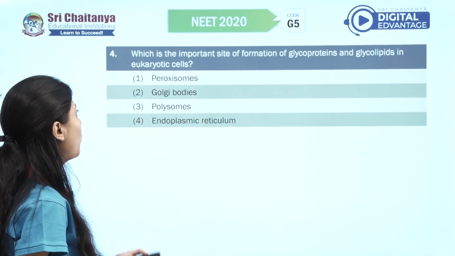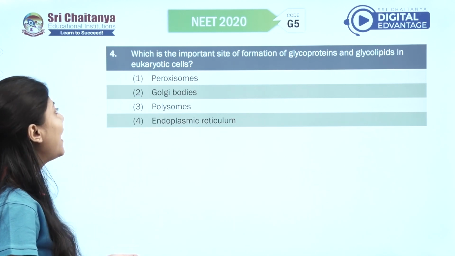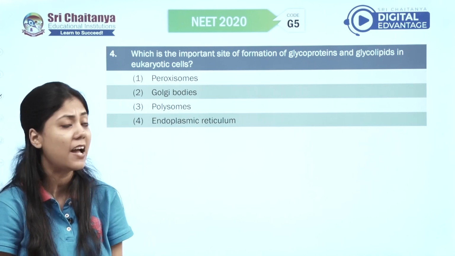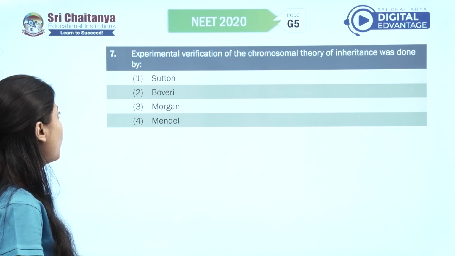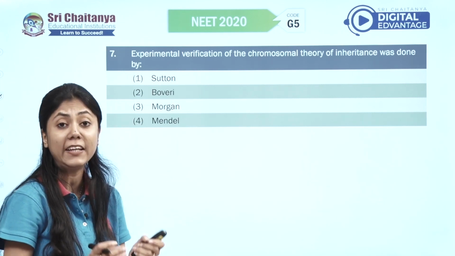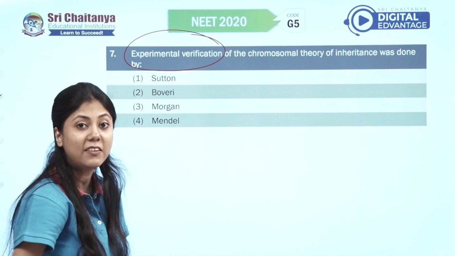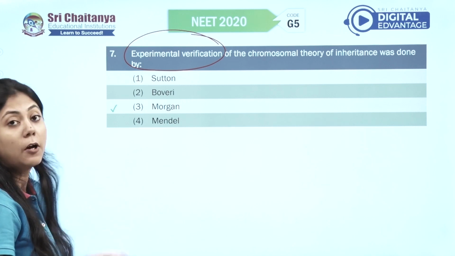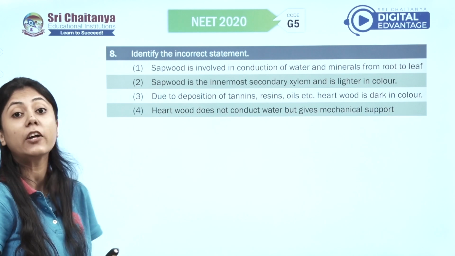Moving ahead to the next question. Which is the important site for formation of glycoproteins and glycolipids in eukaryotic cell? Students, this is directly from the NCERT, and you know the answer is Golgi body. Moving ahead to the next question. Experimental verification of chromosomal theory of inheritance was done by? Here you have to focus on the words experimental verification. It was done by T.H. Morgan. So your answer is option 3, T.H. Morgan.